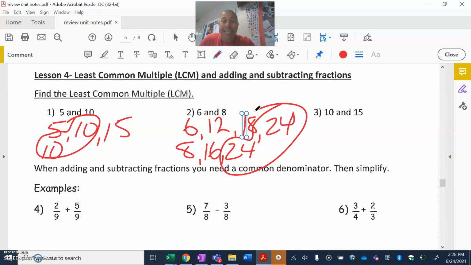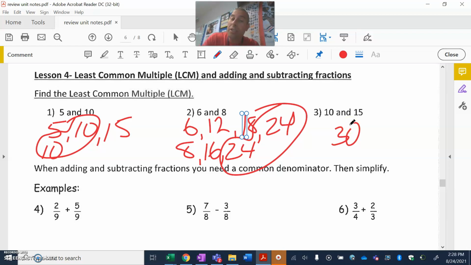So we can list out the multiplication facts, or you can just go through them mentally in your head and look at question number 3 and ask, what's the smallest number? 10 times 1 is 10, 20, 30. 15 times 2 is 30. It's 30. So, again, if you can come up with it off the top of your head, fine. If not, list them out.